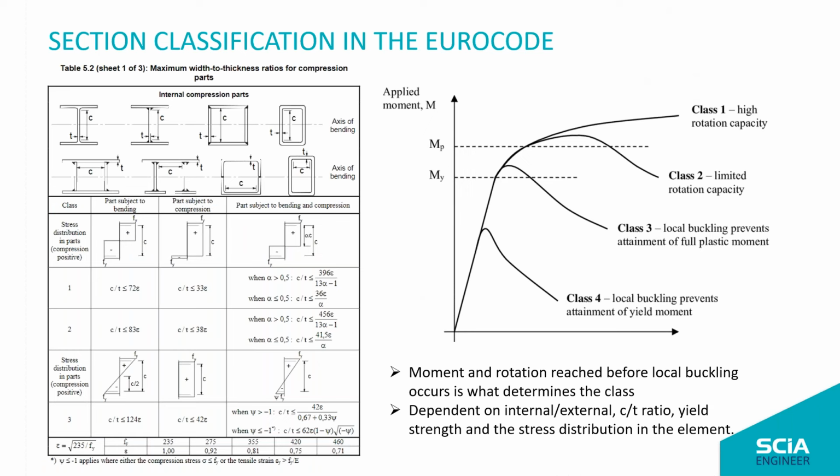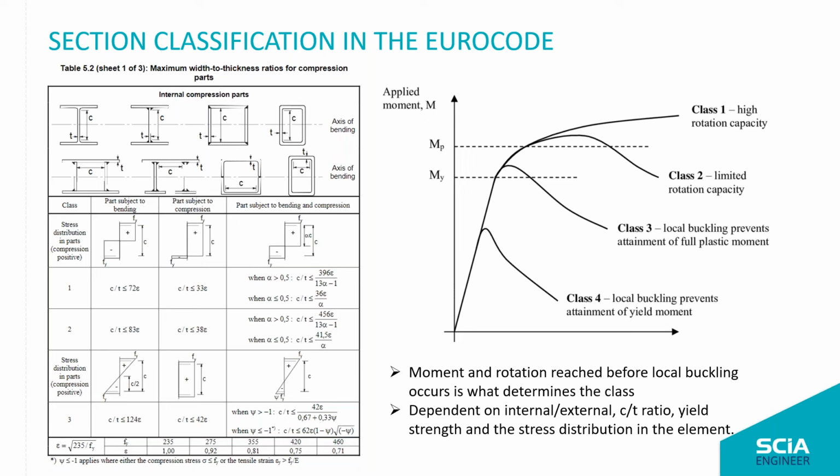Good. So let's do a quick recap on what section classification is and what the rules are inside the Eurocode. Classification defines when local buckling will occur inside a section. If it occurs before we can reach the elastic resistance moment, then it is a class 4 section. If we are between the elastic and the plastic moment when local buckling occurs, we have a class 3 section. And if we are above, we have either class 1 or class 2, depending on whether a plastic hinge can be formed.